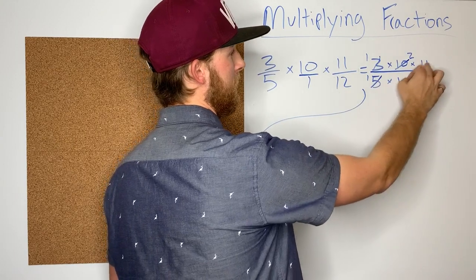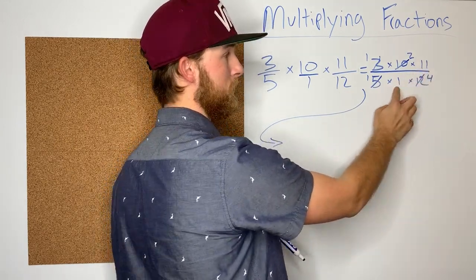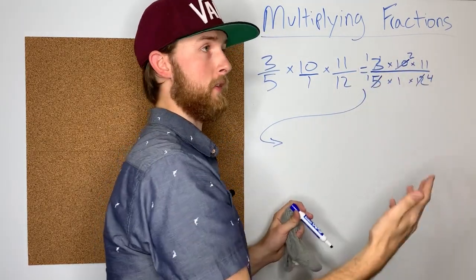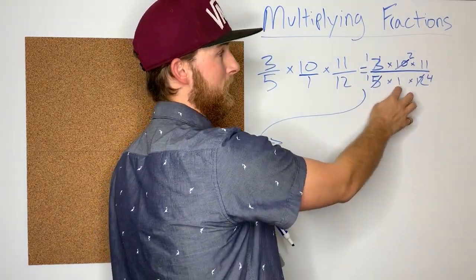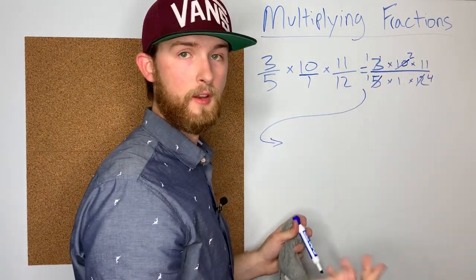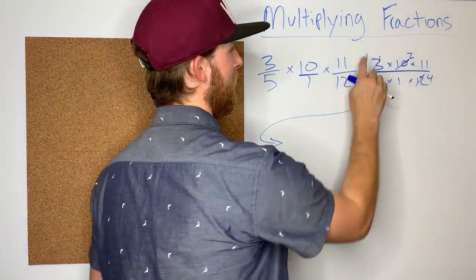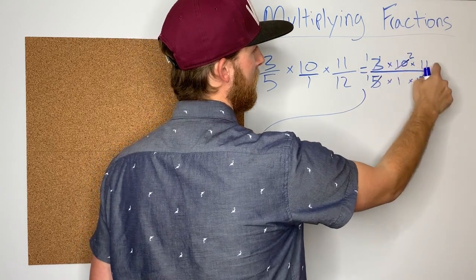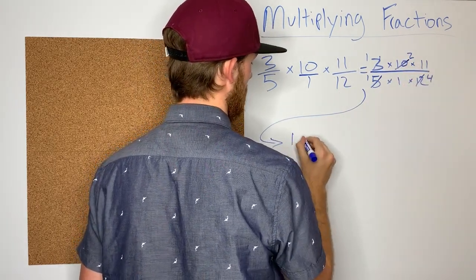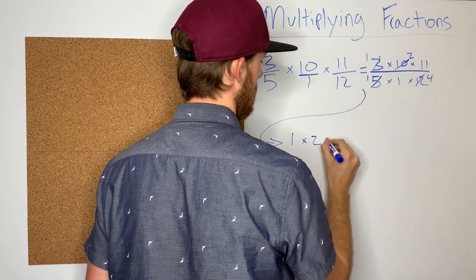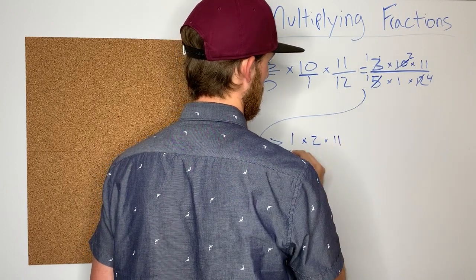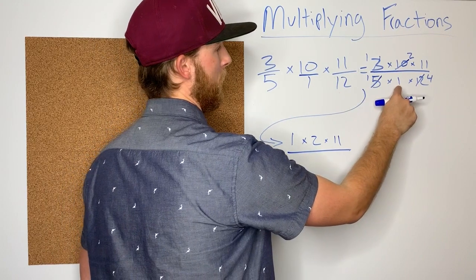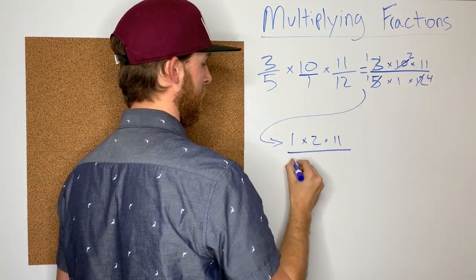Now the reason that nothing happened to these two is this is just 1. This is an 11. There's no common factors that you can pull out that's beneficial. I mean, 1 is a common factor of everything, right? It doesn't matter. It doesn't help us. So now we just go across here. We say 1 times 2 times 11 on the top of our fraction. And 1 times 1 times 4 on the bottom.